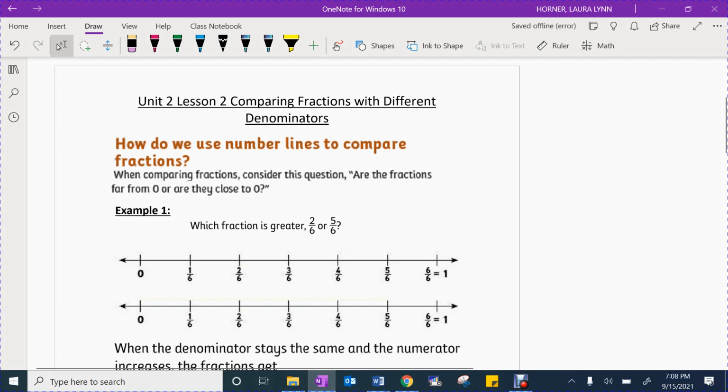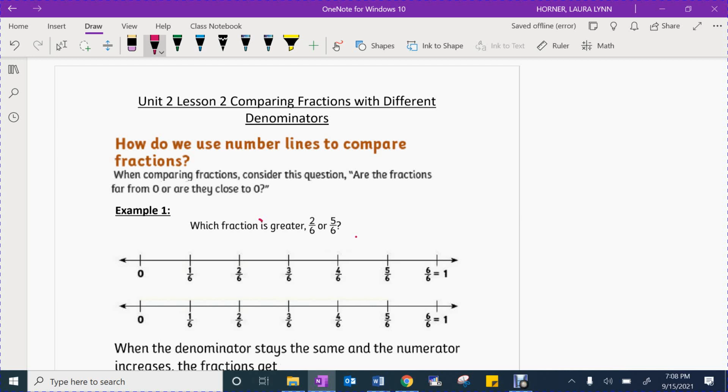Okay, so we're going to talk about our alligators on this first example. It says, which fraction is greater? And then it's saying 2/6 or 5/6. Well, as we're comparing these, the bottoms are the same. So let's use our alligator symbols first to figure out which one is actually the bigger fraction. Well, 2 compared to a 5. 5 is definitely more than 2.